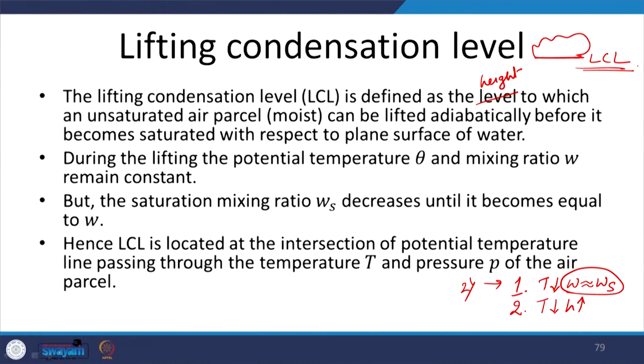The formulation of potential temperature was such that if an air parcel is rising or sinking in an adiabatic picture, what will be its temperature when it reaches the pressure of the sea surface, right? But generally, the saturation mixing ratio decreases until it becomes equal to W, right? So here you are not changing W, rather you are decreasing Ws to a level such that it becomes equal to W. Hence we can say that the lifting condensation level is located at the intersection of the potential temperature line passing through the temperature T and pressure P of the air parcel. This is just to analyze the thermodynamic diagrams of the atmosphere, right.